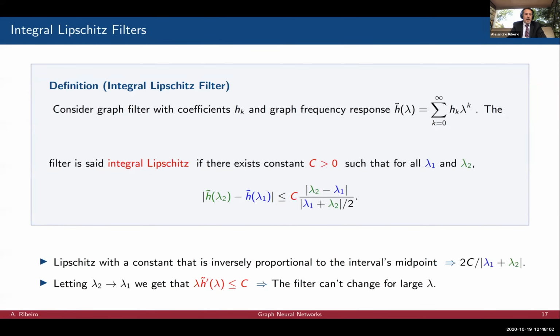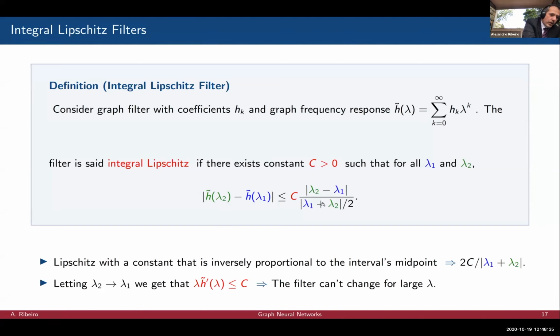Another class, which will sound strange, but will become important once we start studying stability properties, is that of integral Lipschitz filters, in which the condition is similar to what it was before, but I am going to divide by lambda in the denominator here. So instead of requiring the filter's response to be bounded by C times λ2 minus λ1, I am going to require the filter's response to be bounded by this quantity.